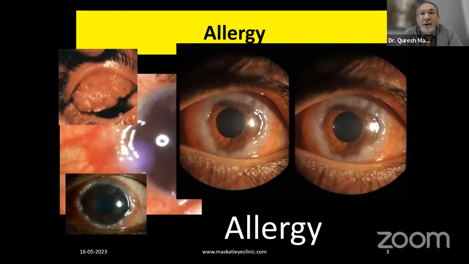Now, allergy can affect usually young adults from the age of 5 to about 18, 19. By that time, the allergy sort of weans off. In this, you'll get redness in the eye, and you'll get these white spots around the limbus. Limbus is the part where the white meets the black. So you'll get these white spots.